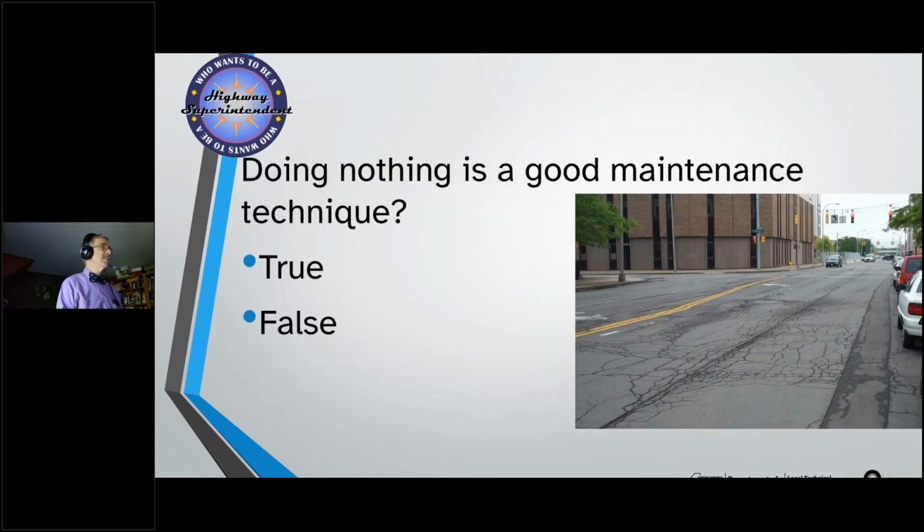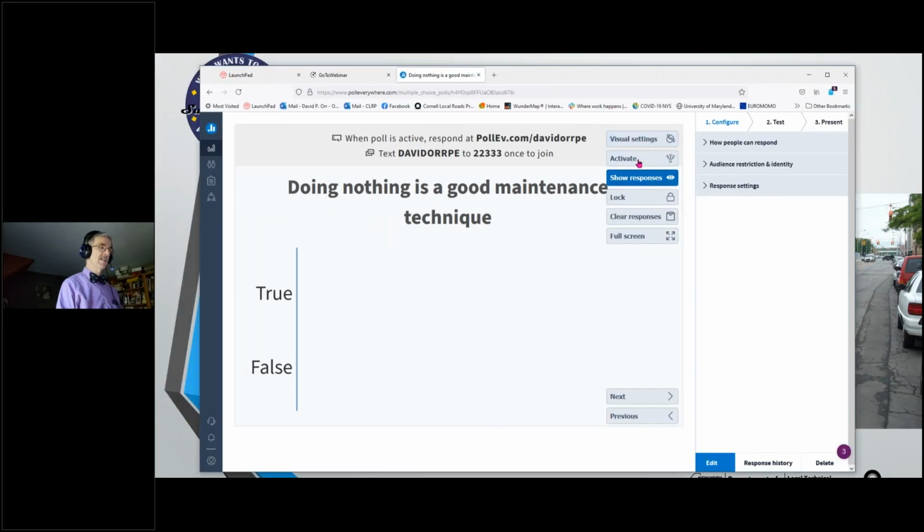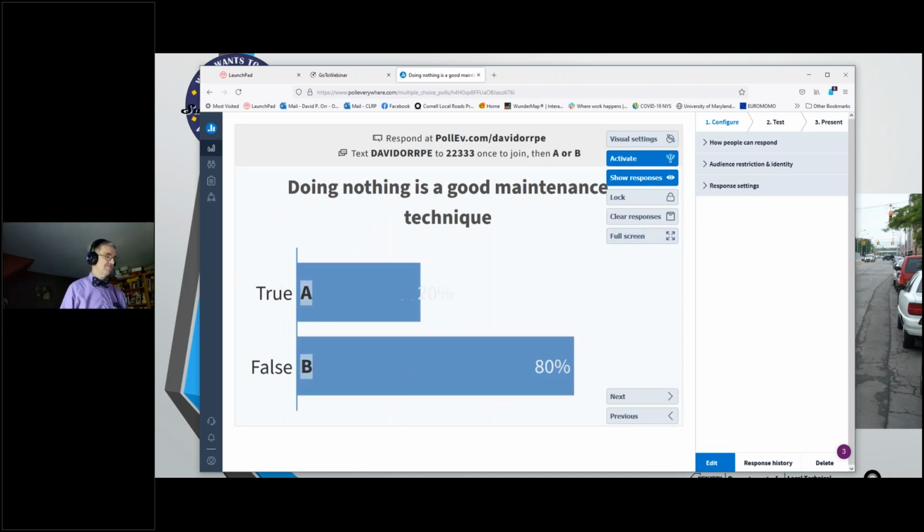Okay, so our next question, and I will make sure I've got poll everywhere going here. Doing nothing is a good maintenance technique. Is that true or is that false? Doing nothing is a good maintenance technique, and I've activated it.